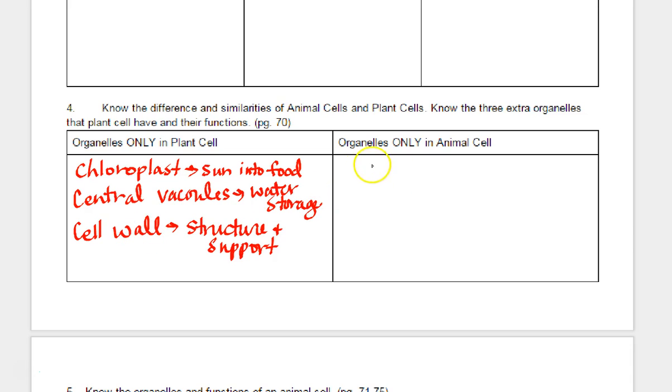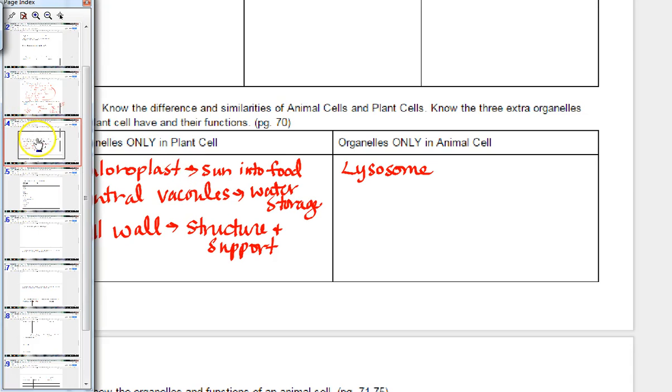Organelles that are only in animals, this is like our lysosomes. There's some plants that have some lysosomes, but most of the time lysosomes are considered to be only in animal cells. And that's pretty much the only thing that an animal cell has that plant cells don't, because plant cells have mitochondria. Even though they have chloroplasts to make ATP, they use mitochondria in their cells as well. So they have more organelles than what we do.